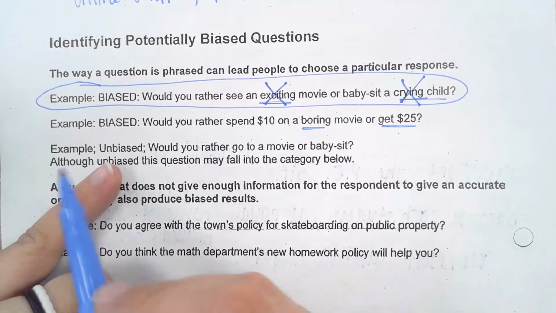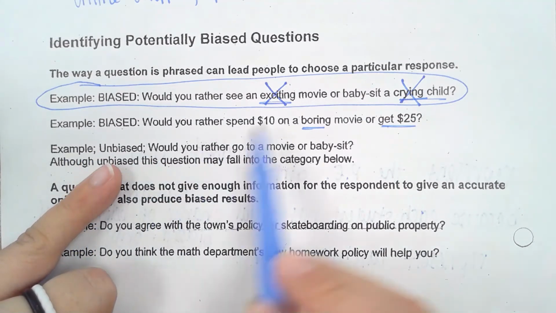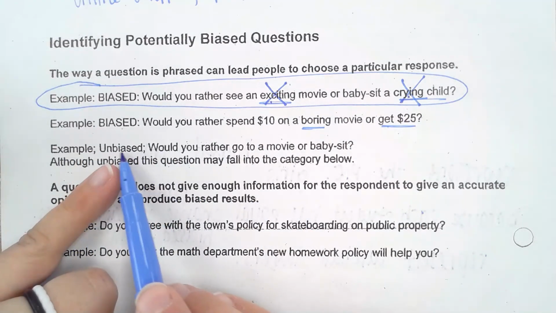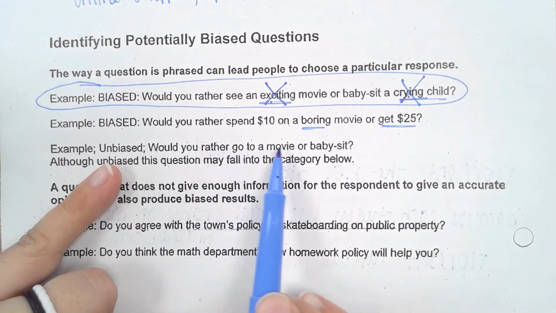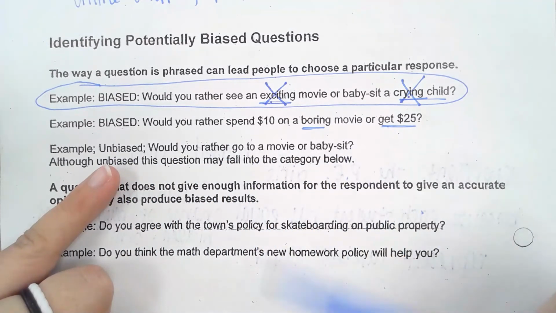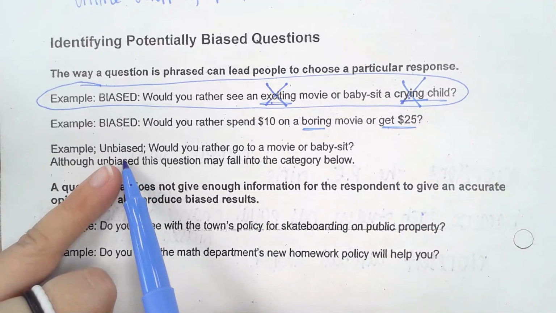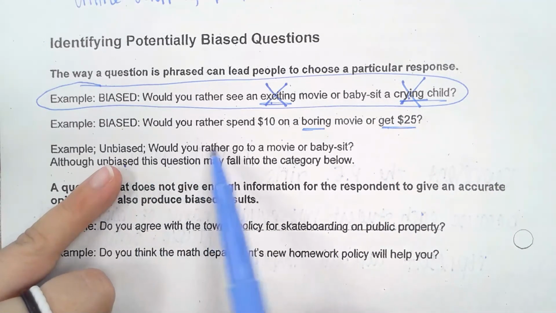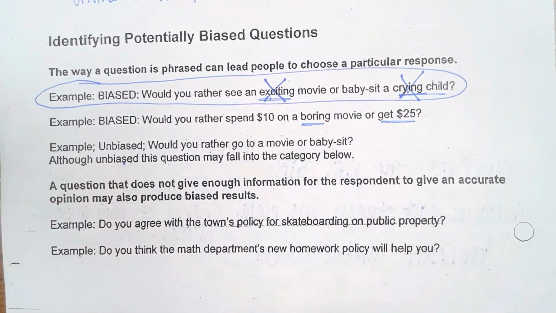So here's what they did. They took out exciting, they took out crying, and now this says, would you rather go to a movie or babysit? So now this would be considered an unbiased question because it does not lead people to choose a particular response over the other one. Okay.